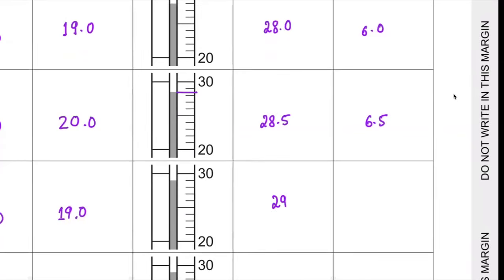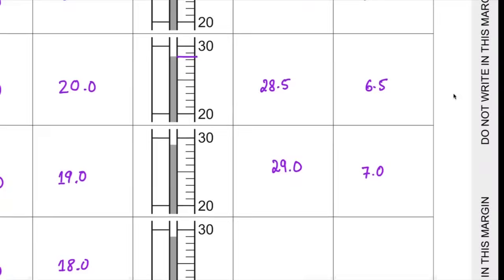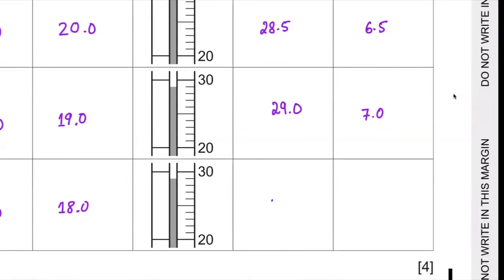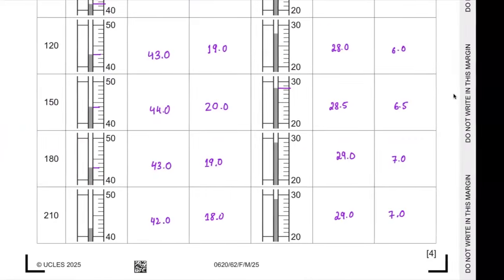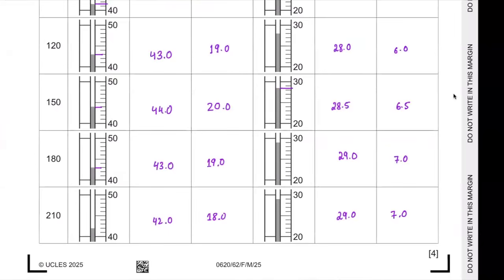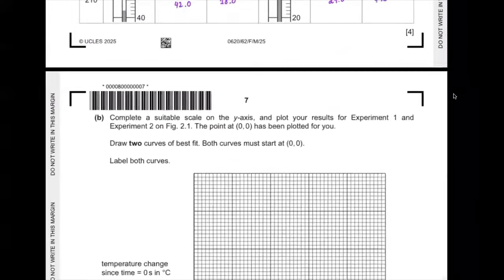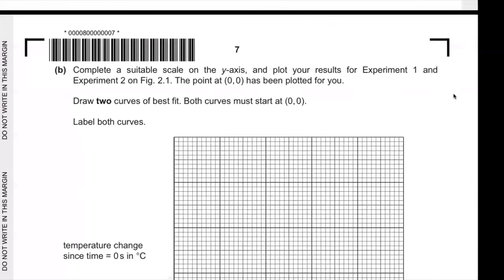And then it's 29. So when the final temperature that we have recorded is 29, so 29 minus 22 is 7.0. Then again it's 29. So the change in temperature is again 7.0. Is this clear to all of you? Okay. Now, next part. Part B.